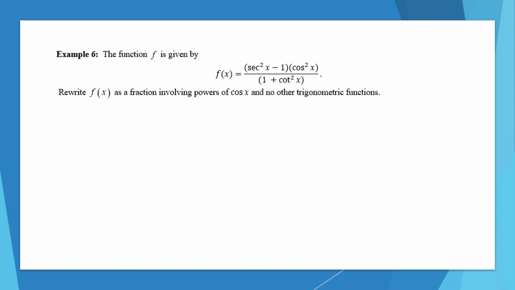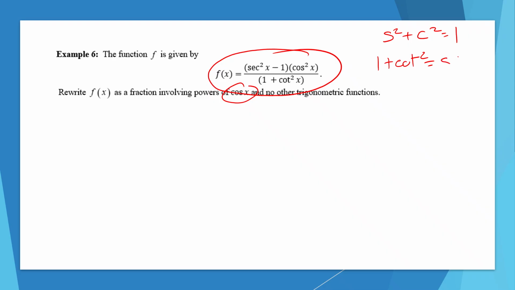All right, number 6. Here we have f is given by this whole mess. We want it in terms of cosine. So let's look at our trig identities, right? Remember, sine squared plus cosine squared equals 1. Dividing that, we also get 1 plus cotangent squared equals cosecant squared. And then we also have tangent squared plus 1 equals secant squared.